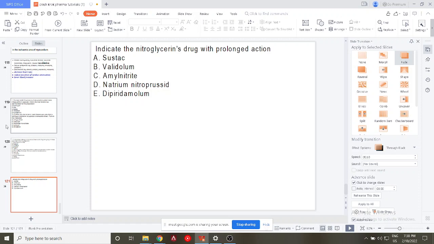Okay, someone please read an answer. Guys, this is the last question. Indicate the nitroglycerin drug with prolonged action. Is it Sustak? Yes, the answer is Sustak. So Sustak has a prolonged action effect. Okay, so that's the last slide for today.